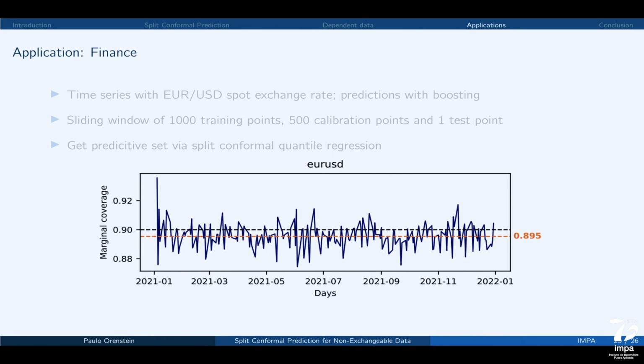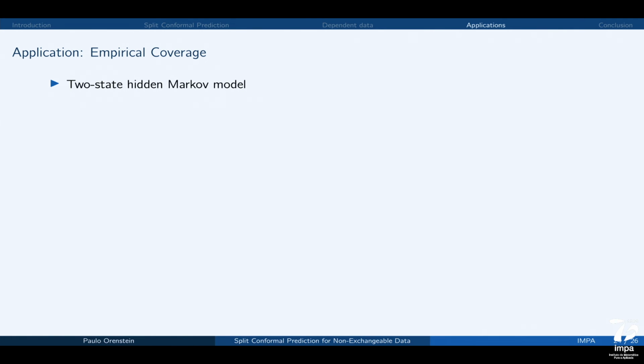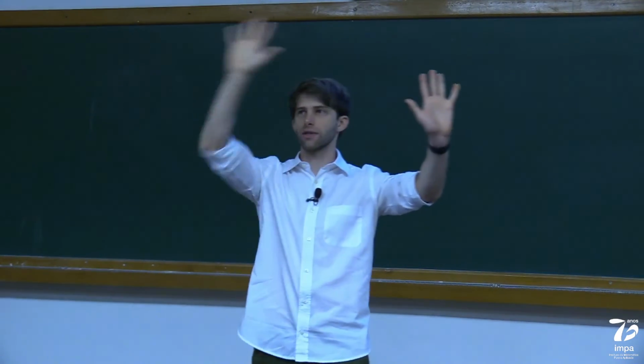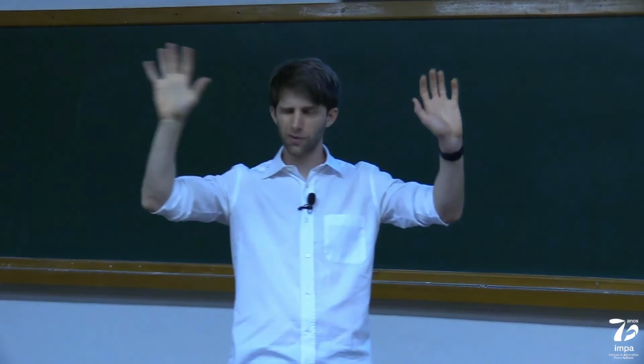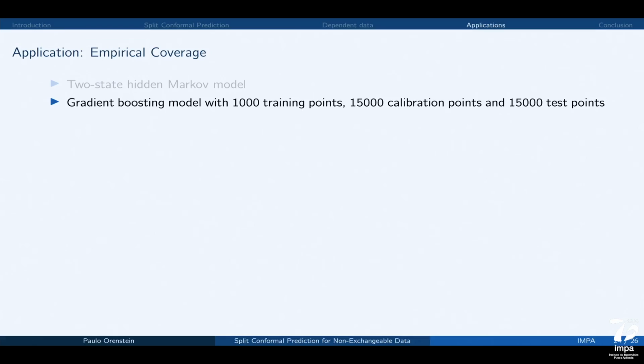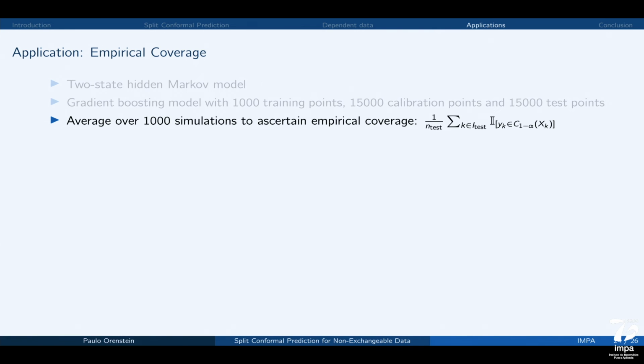And let me give you one final example, which has to do with, rather than looking at the marginal coverage, I want to look at the empirical coverage. And here, we're going to have a 2-state hidden Markov model. So basically, there are 2 states. With some probability, you stay still. With some probability, you move. And then we add some Gaussian noise. So your data is in R. We're again going to use gradient boosting with 1,000 training points. But we're going to use 15,000 calibration points and 15,000 test points. And then we're going to repeat this thing 1,000 times to look at the empirical coverage.